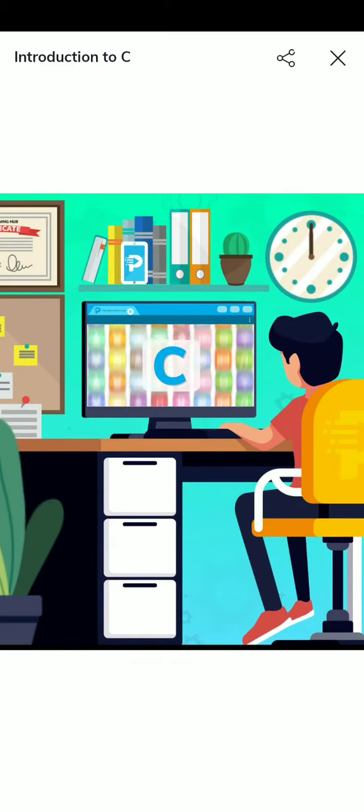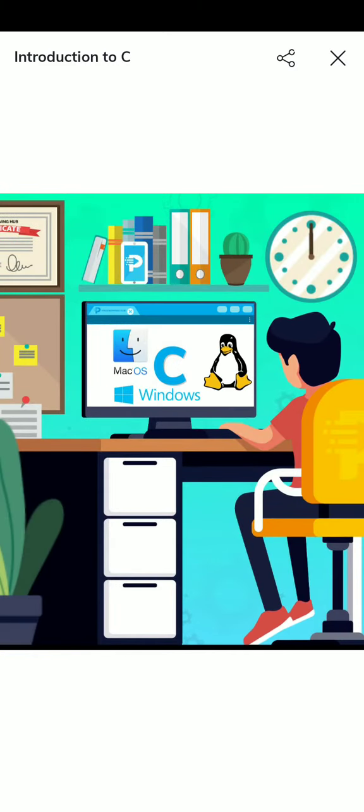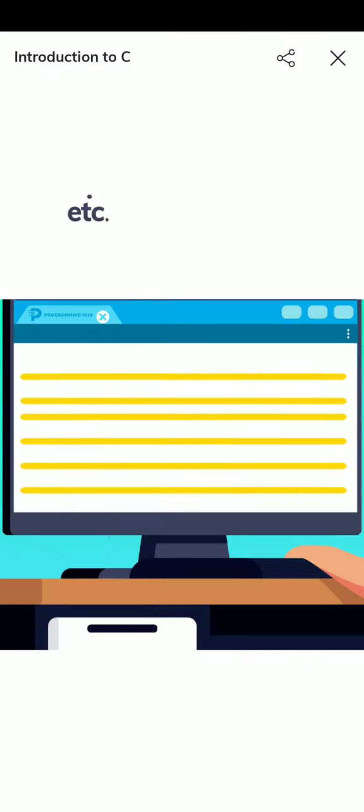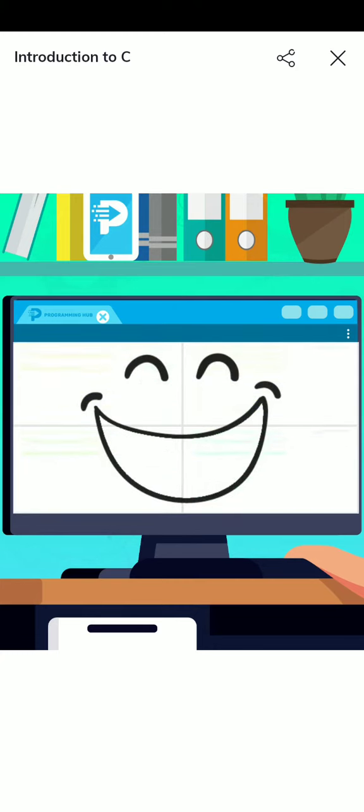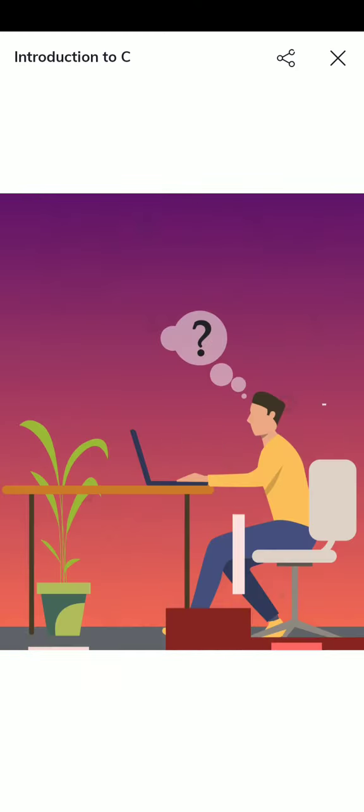C is used to create desktop applications and design operating systems. C is a structure-based programming language that helps us in dividing big programs into multiple parts, which are easy to write and understand. Have you ever wondered how the computer understands the C language?